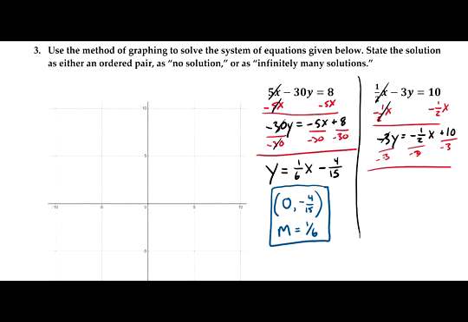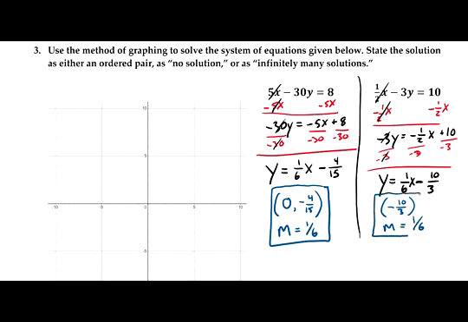All right, so those negative 3's cancel, and we've solved for y. We have y equals, well, negative 1/2 divided by negative 3. The negatives cancel, and that gives us positive 1 over 6. And then we have a minus 10 over 3, so y equals 1 over 6x minus 10 over 3. So again, we've identified the slope and the y-intercept. The y-intercept is negative 10 over 3 with a slope of 1 over 6.